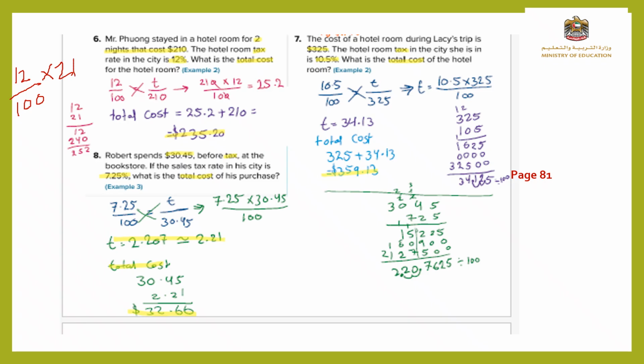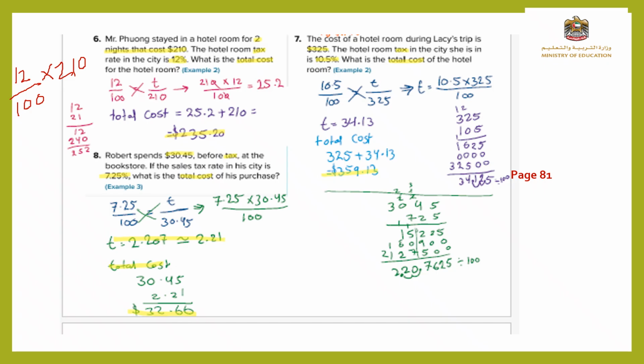210. Okay, this way also you can find it. So find this, you will get 25.2. Then to find the total cost, 210 plus 25.2, add both, then you will get the total cost for both rooms. Okay, otherwise you can do this cross multiplication method.